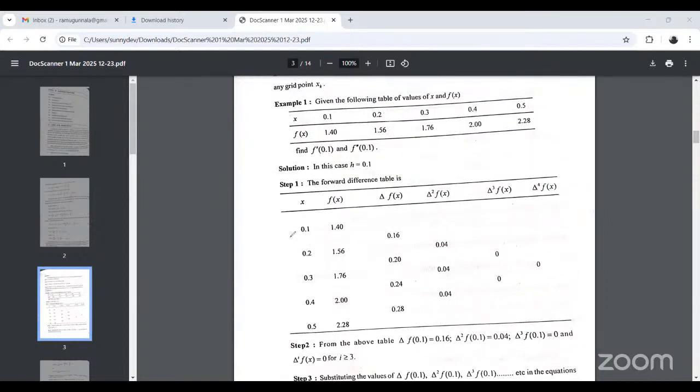The X values are 0.1, 0.2, 0.3, 0.4, 0.5, and the corresponding Y values are given. First, how can we find delta y, meaning the difference between these two? That means 1.56 minus 1.40.